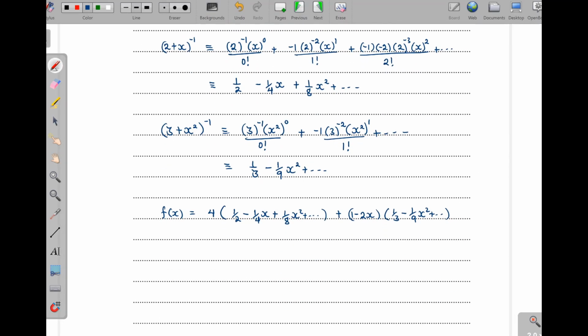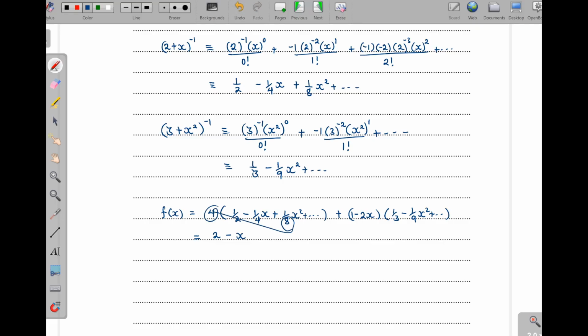Now, the constant term here will be 4 times a half. That would be a 2. Are we there? Then there is this one here, also times this a third. Or maybe let me multiply out everything. So this one will give us a 2. Then this will give us a minus x.